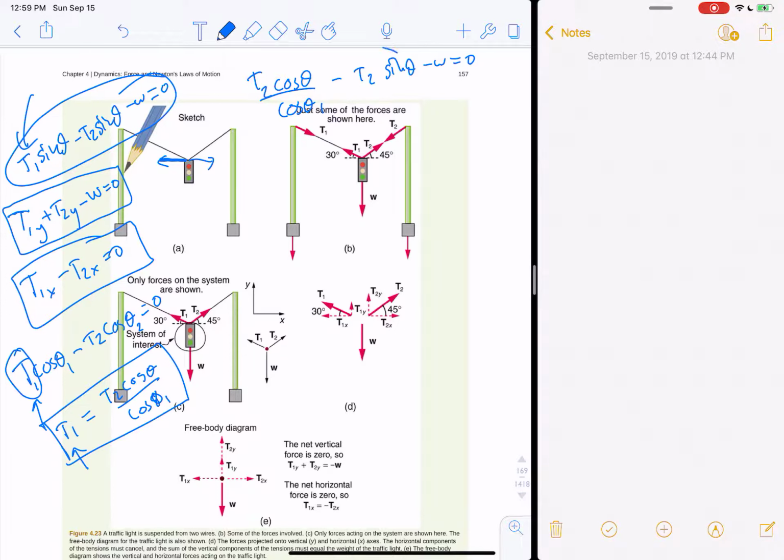Now what can I do? I can factor out the T2's here. I can get T2 times cosine theta 1 over cosine theta 2, for example, minus sine theta 1 equals weight. Okay, so anyway, this is getting a little complicated. We'll go over this in class a little bit more, but read through that because it'll show you how to set these types of problems up.